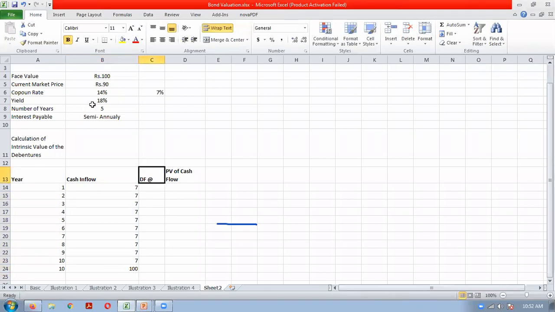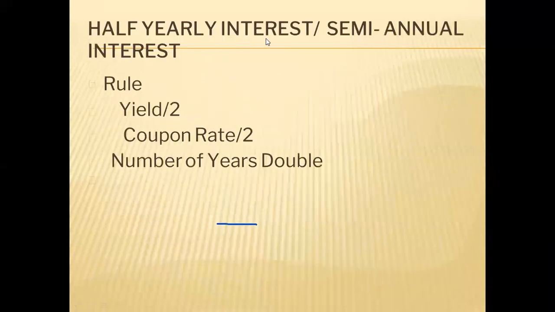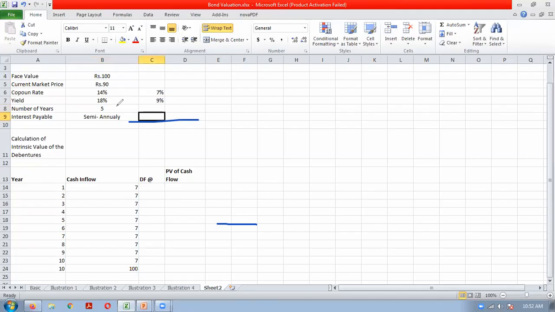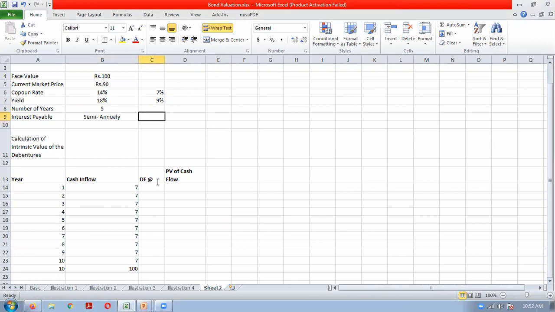Now the discounting factor. Yield is 18 percent, which means you will have to take 9 percent, because as per the rule, in the semi-annual case you should divide the yield by 2. So 18's half is 9 percent. So the yield will become 9 percent. So how will you calculate the discounting factor? 9 divided by 100 plus 1, divided by, equal to.